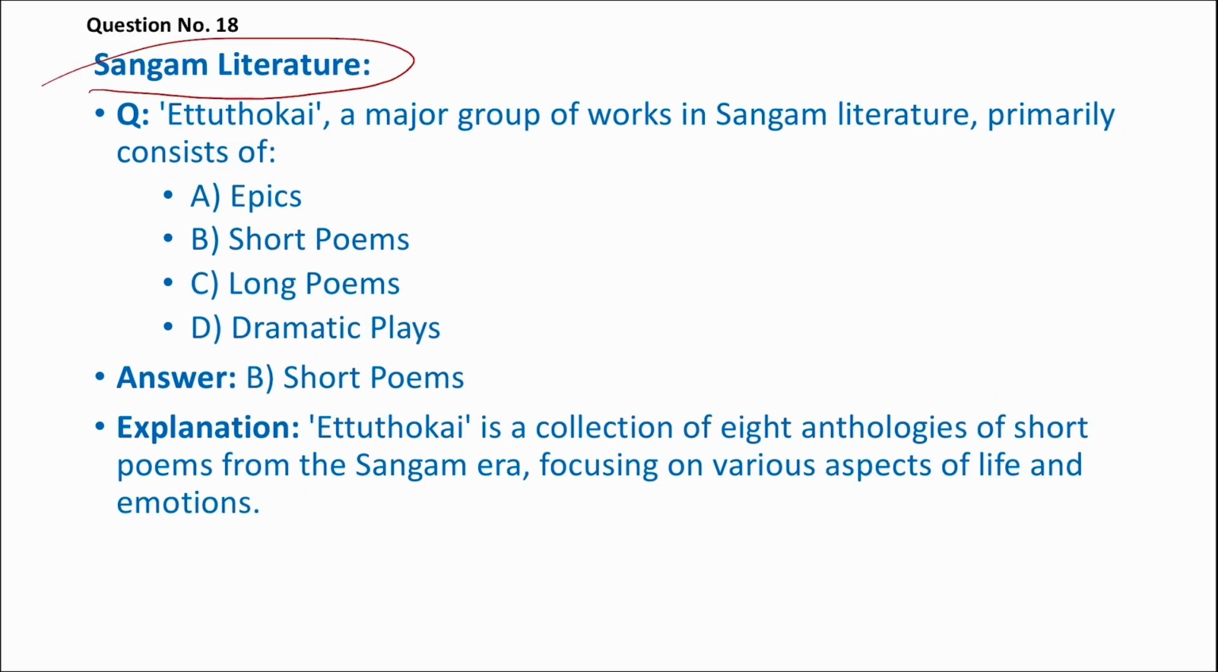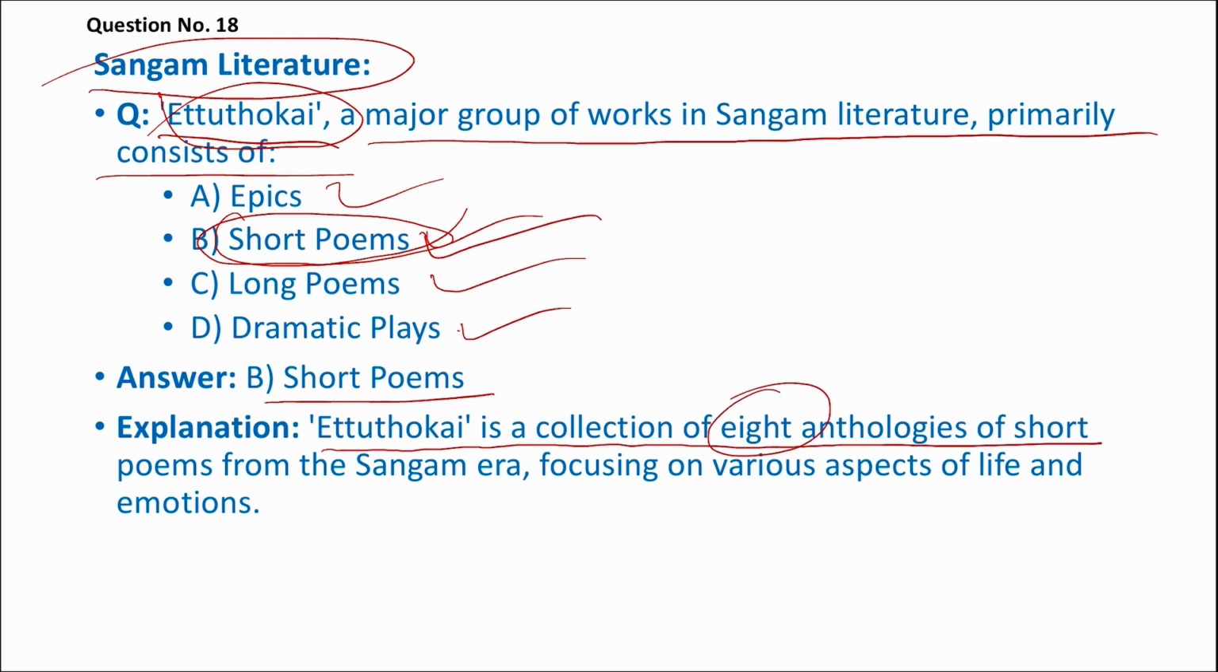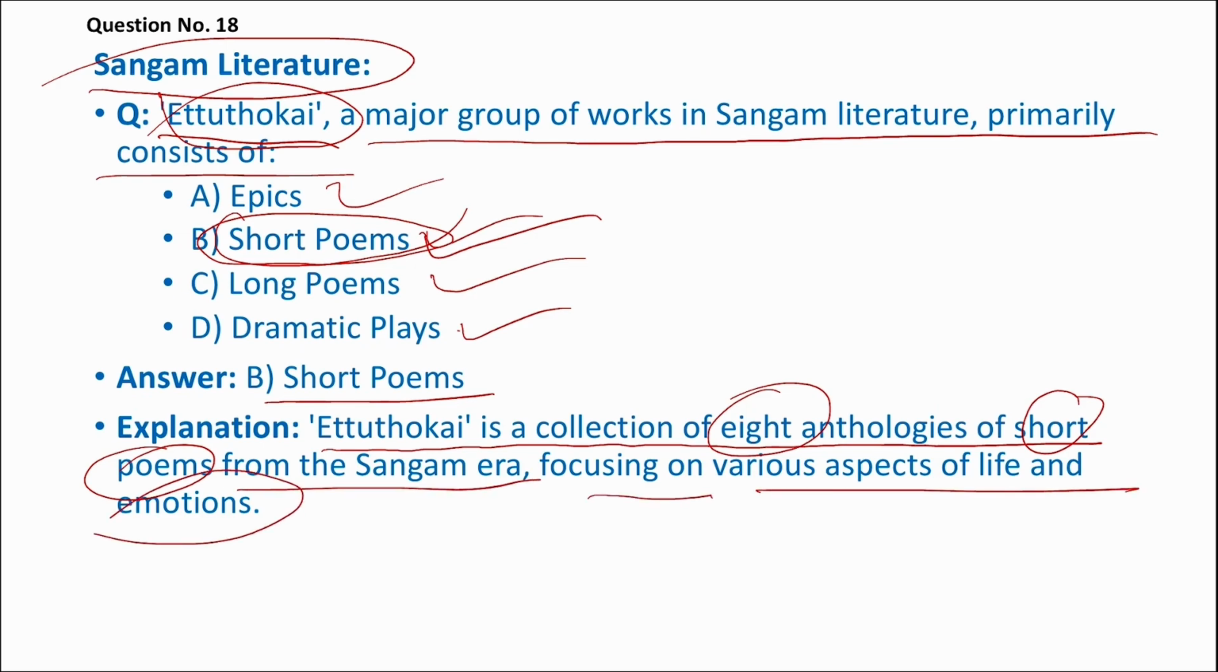Next question is on Sangam literature. Ettuthokai, right? Ettuthokai is a major group of works of Sangam literature, primarily consisting of what? Epics, short poems, long poems, or dramatic plays? Short poems, right? So Ettuthokai is a collection of 8 anthologies of short poems from the Sangam era, focusing on various aspects of life and emotions, right?